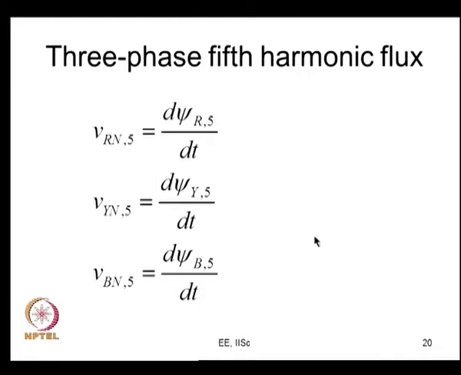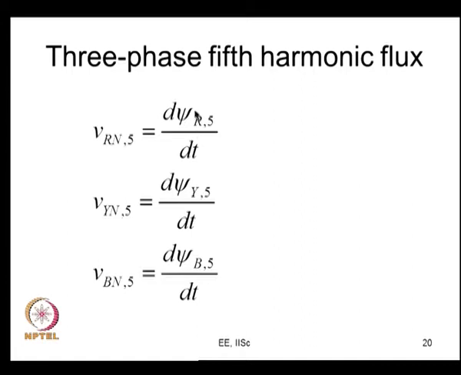So, this is the three phase fifth harmonic flux. How is it related? The IR drop being negligible is even more valid here, because there is not so much current and the resistance itself is negligible compared to the reactances. So, the fifth harmonic voltage is equal to the rate of change of the fifth harmonic flux. The same thing is for R phase, Y phase and B phase. So, we get some d psi r 5 by dt, etc.